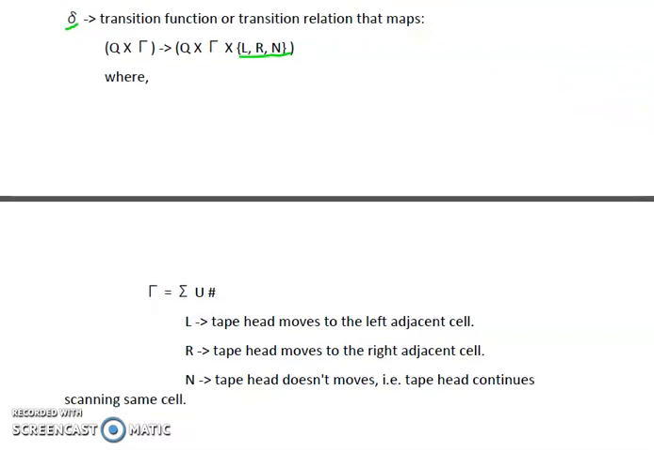Now, over here you can see in the mathematical definition we have defined gamma as the union of summation and hash. That means it will consist of all the input symbols that are present in our summation plus the hash symbol that determines the end of the string. So gamma consists of all the input symbols and a hash.